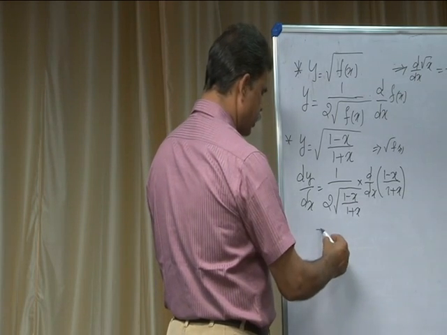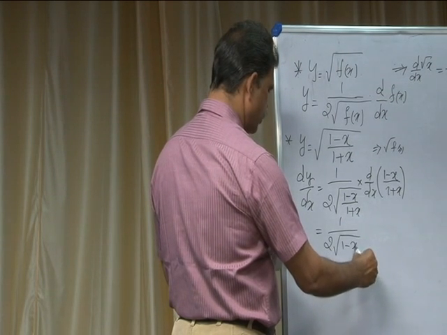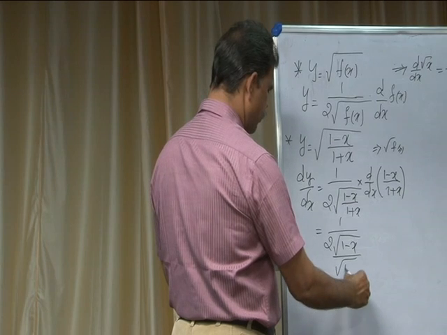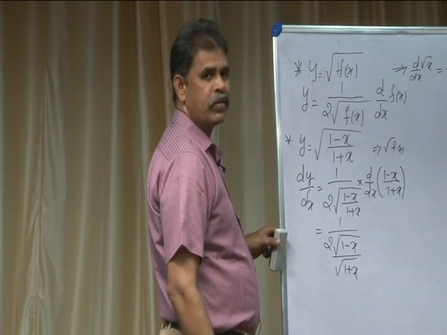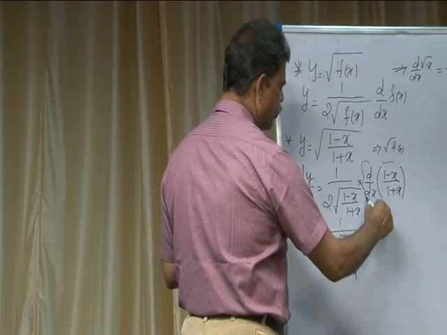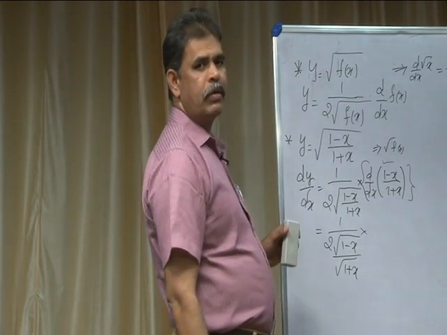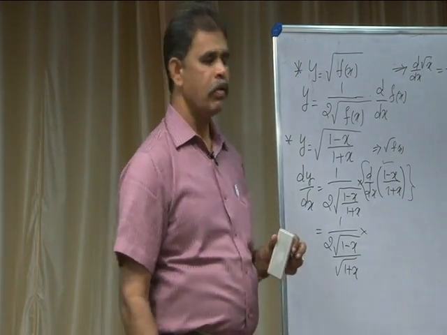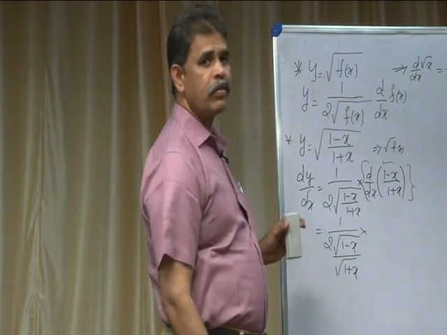This is taken as it is, 1 divided by 2 root of, I can split this root here, root of 1 plus x, root of 1 minus x by root of 1 plus x. Then how to differentiate this? You observe carefully, d by dx of 1 minus x divided by 1 plus x. So, differentiation of this is of what form?